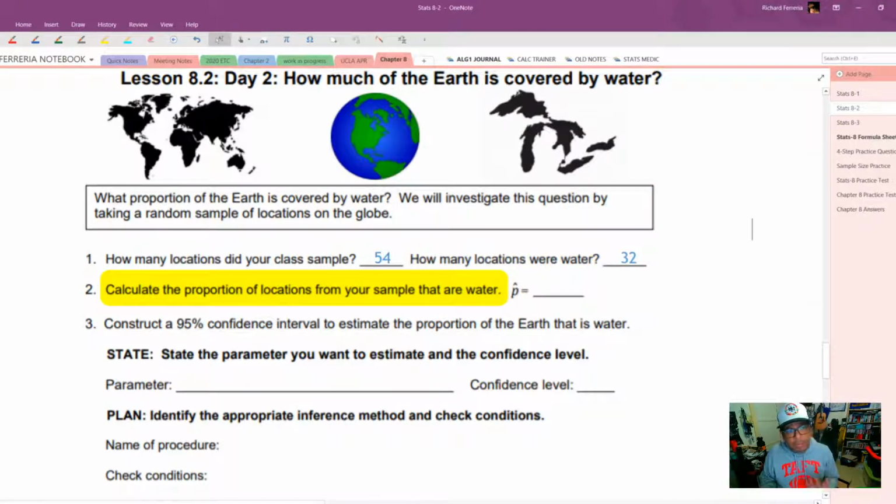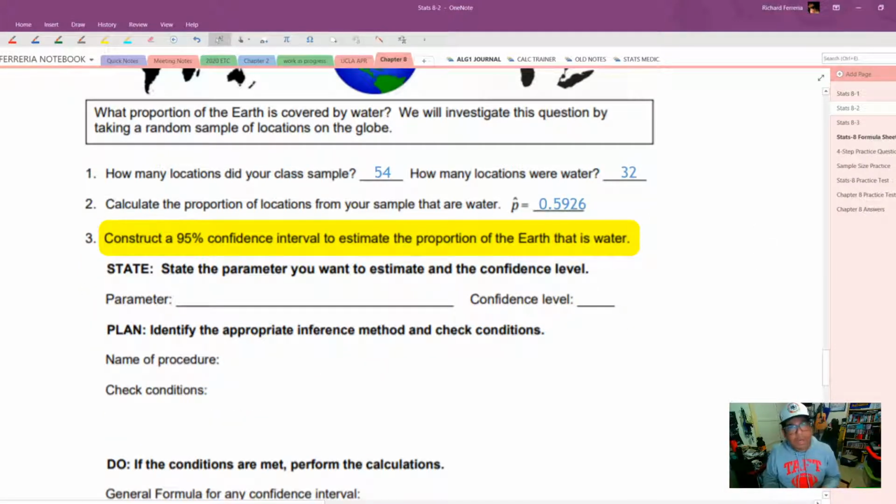Calculate the proportion of locations in the sample that were water. Well, that's pretty easy. That's 32 divided by 54. And 32 divided by 54 is 0.5926.